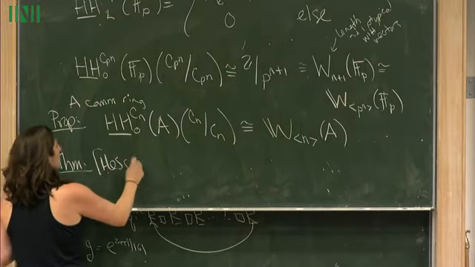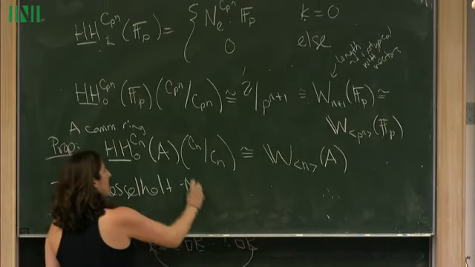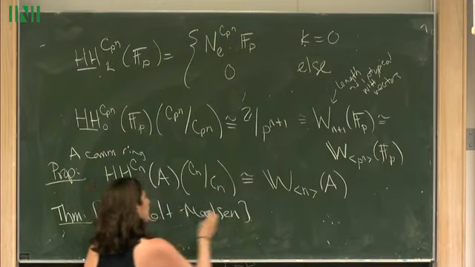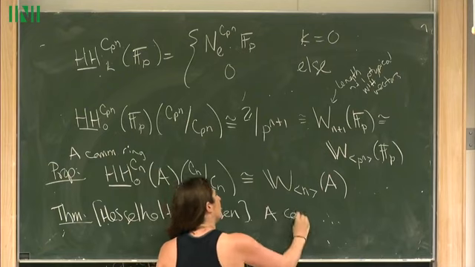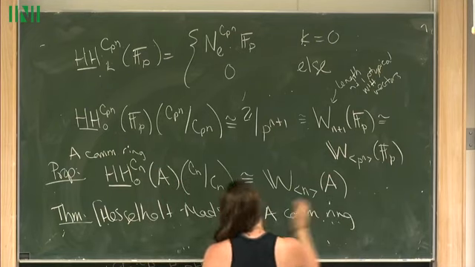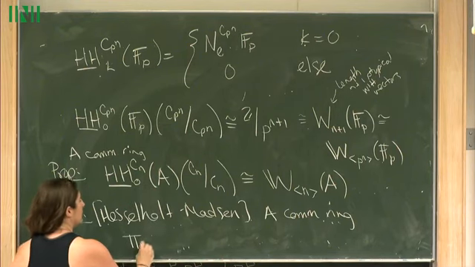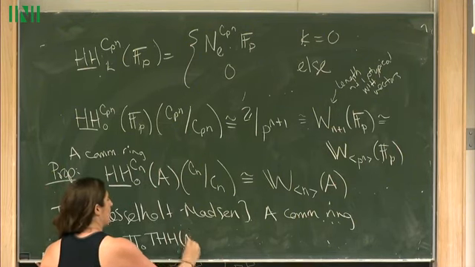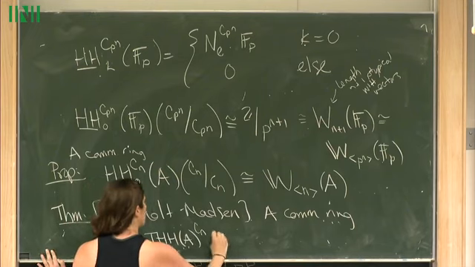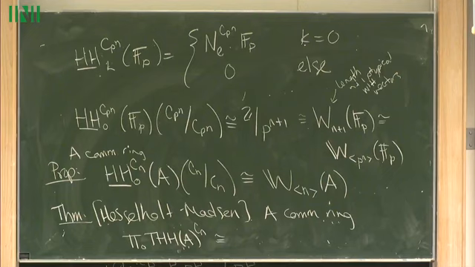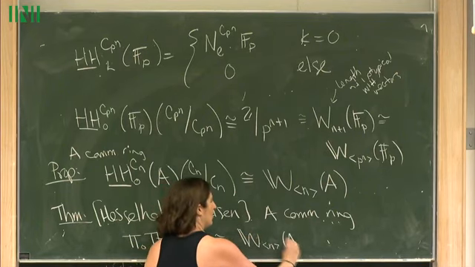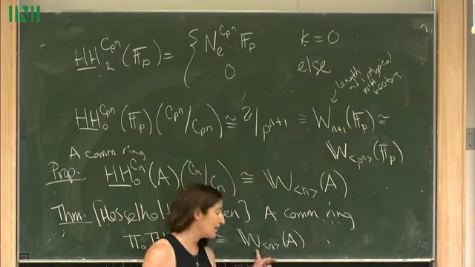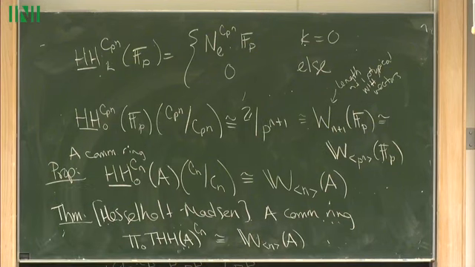So Hesselholt and Madsen have a theorem that says that if you have a commutative ring, when you look at pi 0 of the C_{p^n}, let's do C_n, fixed points of topological Hochschild homology, that gives you the big Witt vectors of length n, or let me say something meaningful, the big Witt vectors on the truncation set of natural numbers that divide n for your ring A.